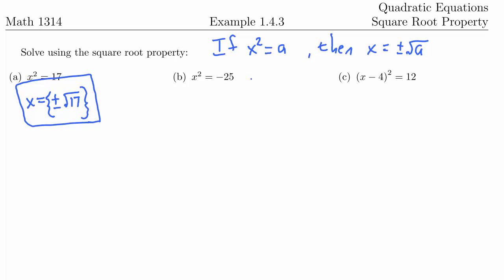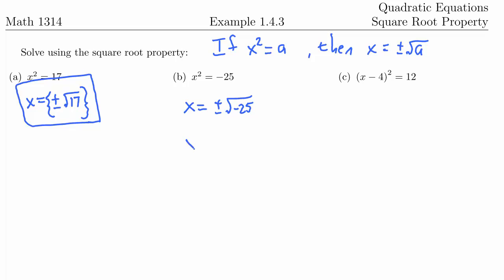Letter B. X squared equals negative 25. Again, it's in this form. Apply the square root property, that gives me x equals plus or minus the square root of negative 25. I need to simplify the square root of negative 25.